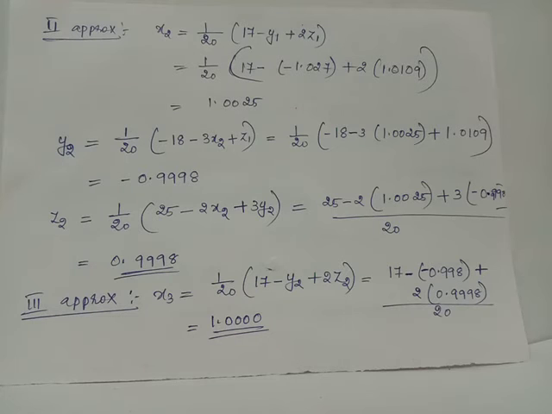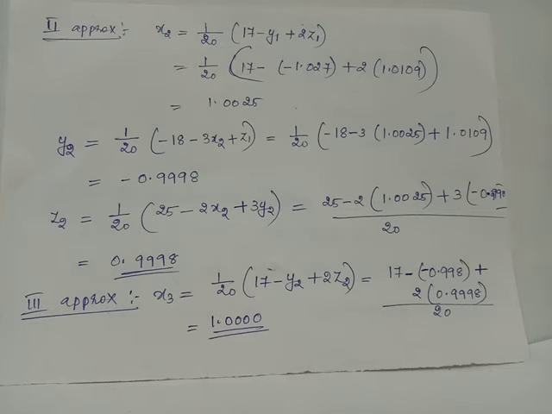We have formula for second approximation given by x2 equals 1 by 20 times (17 minus y1 plus 2z1), where y1 equals minus 1.0275 and z1 equals 1.0109 from the previous iteration. Giving these values, we will get x2 equals 1.0025.